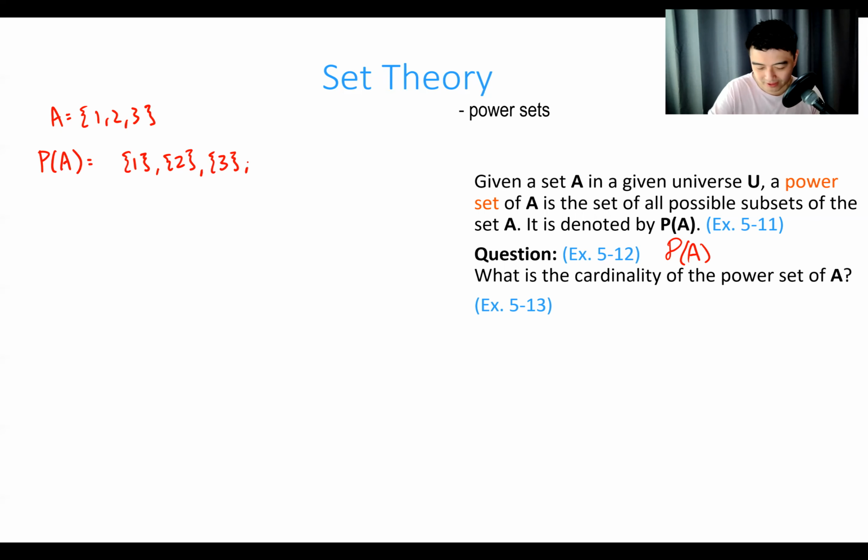This is a subset of A. 1, 2 is also a subset of A. 2, 3 is also a subset of A. And finally, 1, 2, 3 is also a subset of A. Now I am missing one. If you remember in the previous example, we said the empty set is a subset of anything.